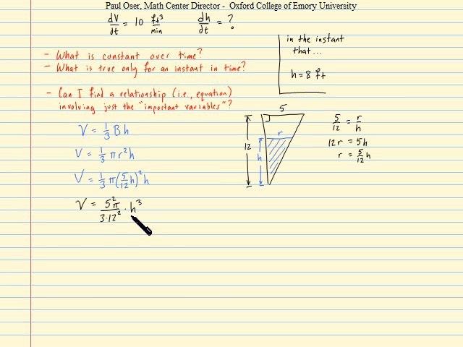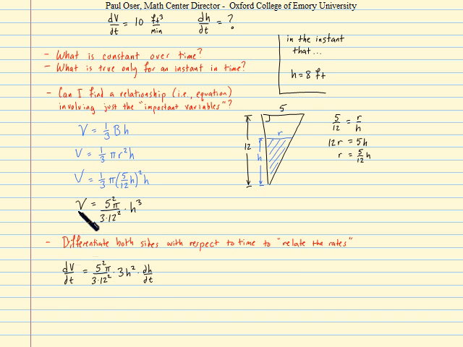This is a relationship between the important variables, but what I really need is a relationship between the rates, dV over dt and dH over dt. But I can introduce these two rates over here by differentiating both sides implicitly. That's why we simplified this and tightened it up and made it differentiation friendly. Okay? Notice what happens when I differentiate the left and the right sides with respect to time.